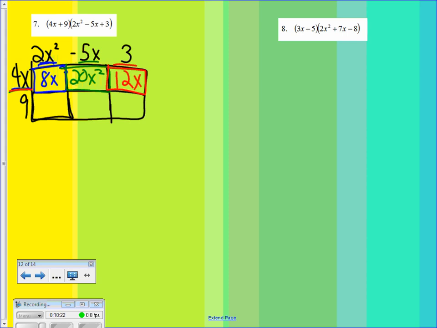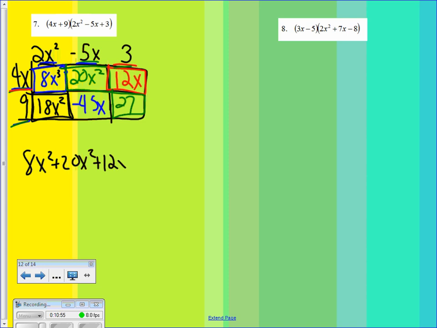Next, I'm going to multiply into this box. 2x squared times 9 is 18x squared. Next, negative 5x times 9 is negative 45x. Lastly, 3 times 9 is going to give you 27. So let's write out those terms that we have. We have, sorry, this should be 8x cubed. So we have 8x cubed plus 20x squared plus 12x plus 18x squared minus 45x plus 27.